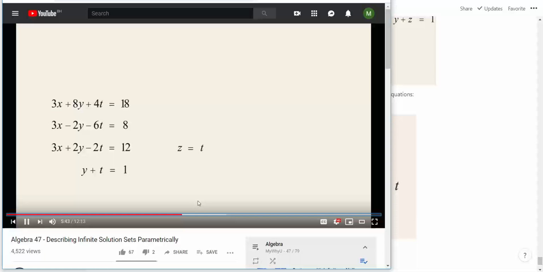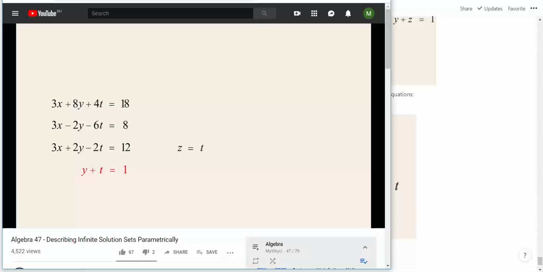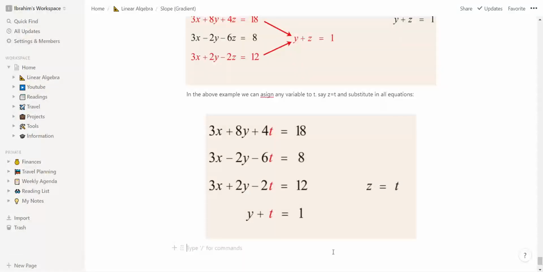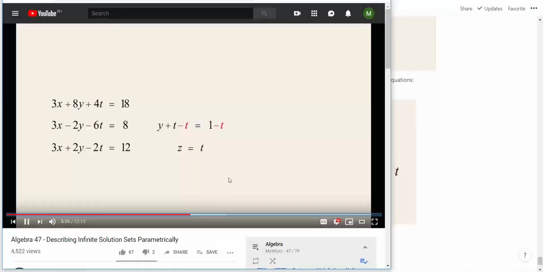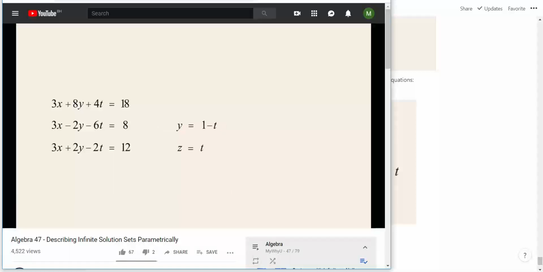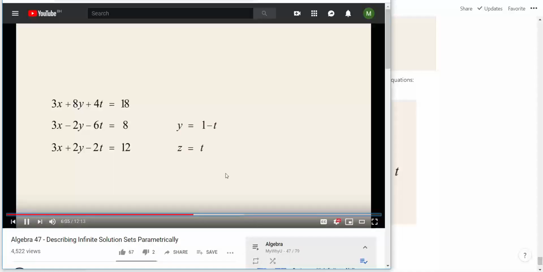Now we need parametric equations for x and y. Since the equation y plus t equals 1 contains only the variables y and t, we can use it to express y as a function of t. Subtracting t from both sides, gives us the equation y equals 1 minus t.